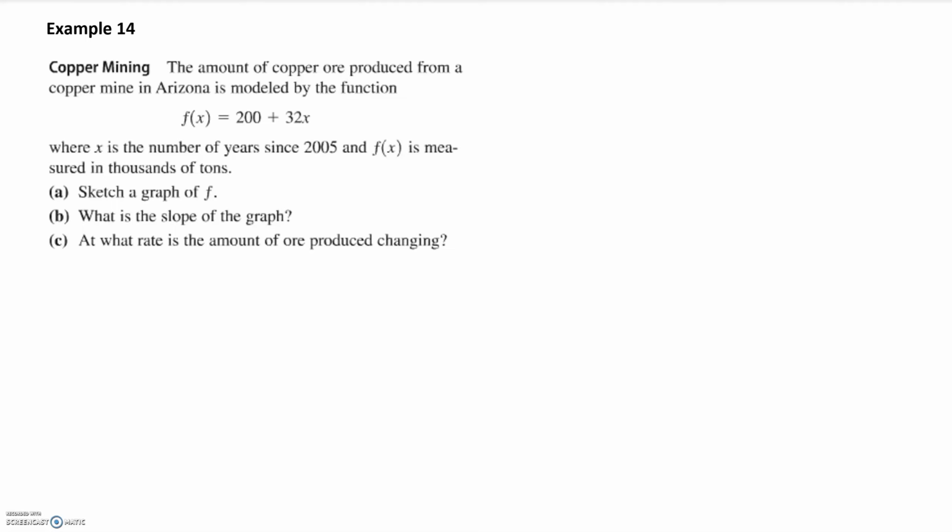Okay, example 14 says the amount of copper ore produced from a copper mine in Arizona is modeled by this function. Remember, we said if you have the function or the equation given, that's good news. You just have to know what each of the variables stand for. X is the number of years since 2005, and f of x is measured in thousands of tons. So let's keep that in mind.